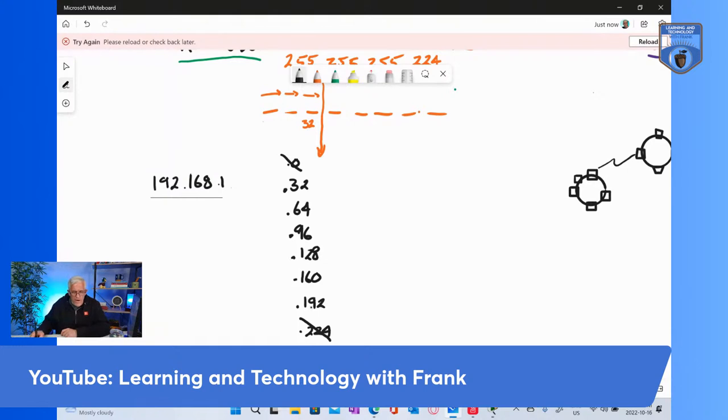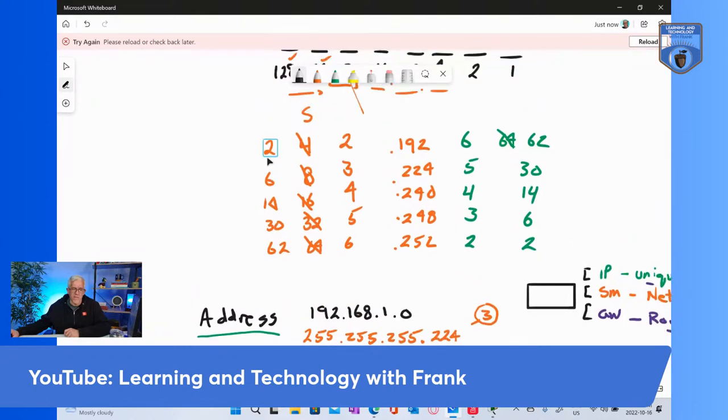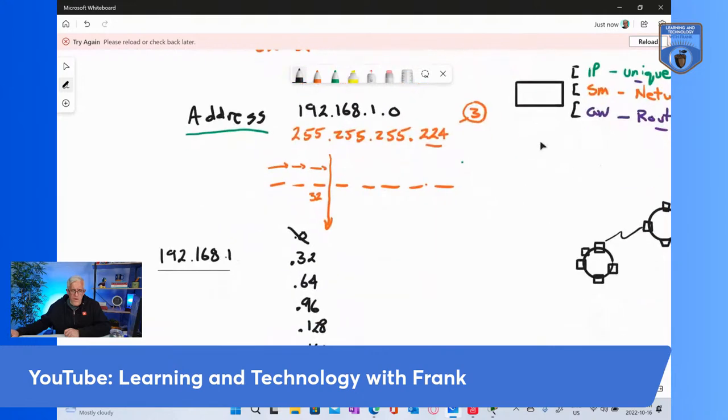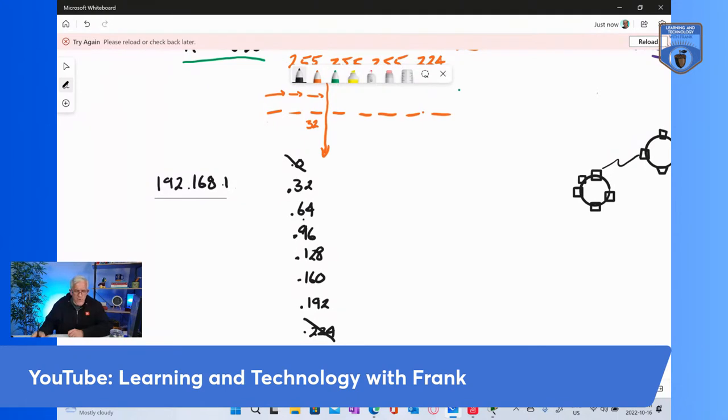So how many networks do I have here? 1, 2, 3, 4, 5, 6. If I go back up to my magic chart, how many networks did I say I would have if I borrowed 3 bits? 6. I would have 6. So now, if I have 32, the number just before 64 is going to be 63. This is the broadcast address. So this is my broadcast address for every host on this subnet. This is my network address for this network.